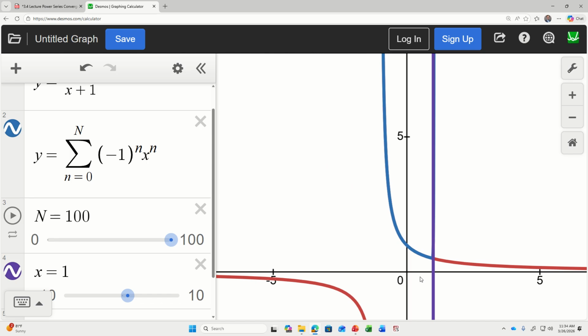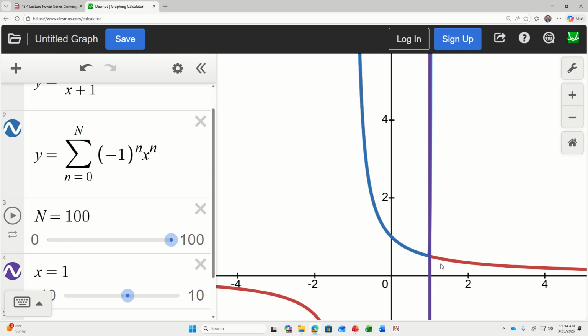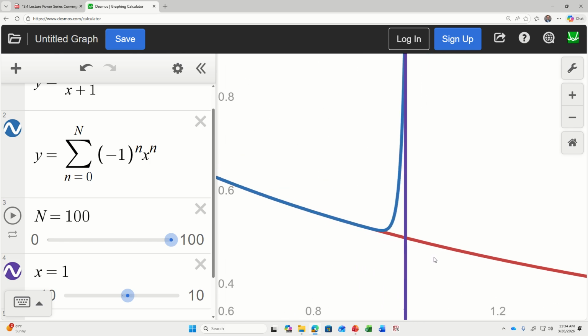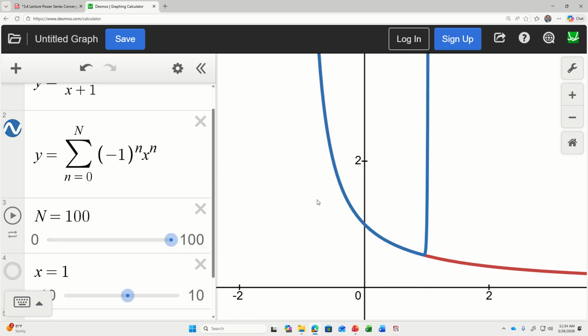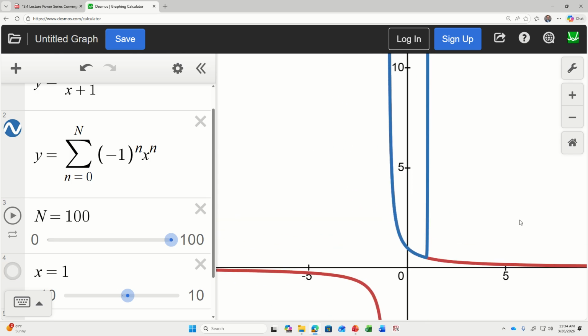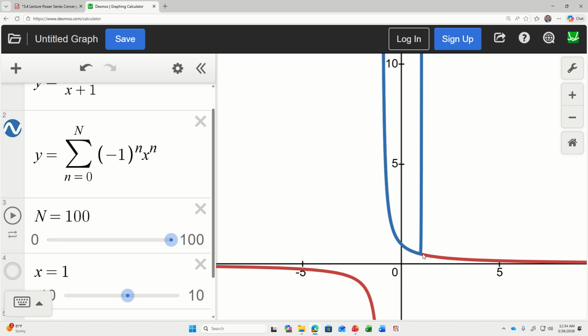This is because that power series only has a radius of convergence of 1. It can converge from -1 to +1, but it has to diverge when it hits this point. So that power series is only good so far, and then it fails.